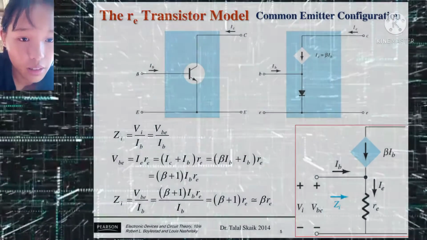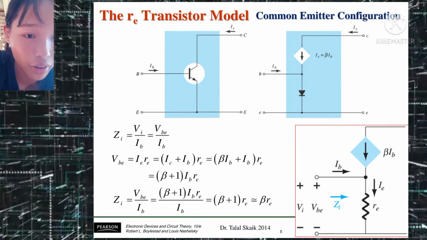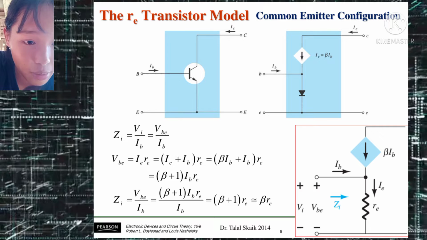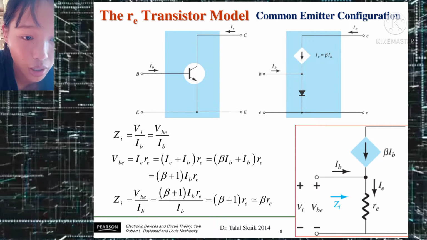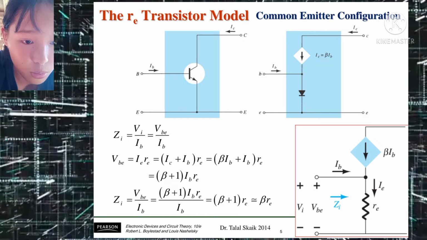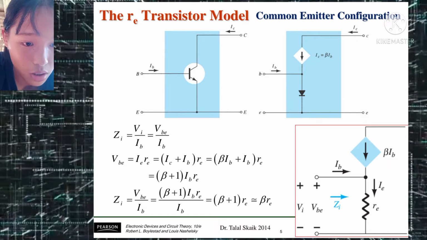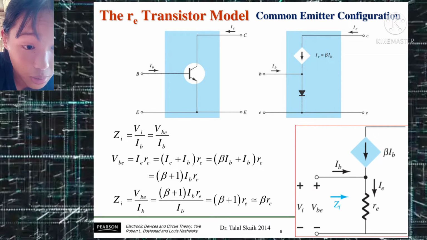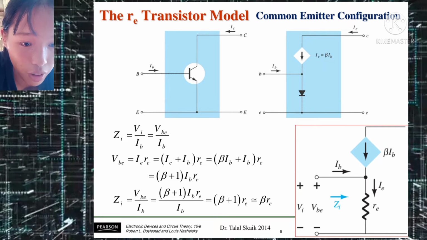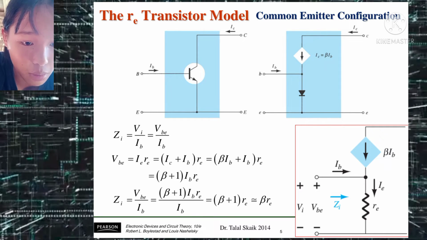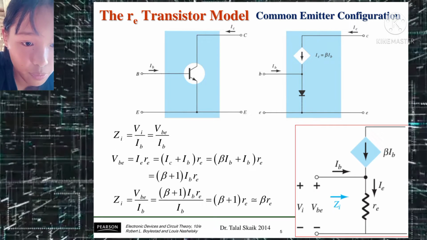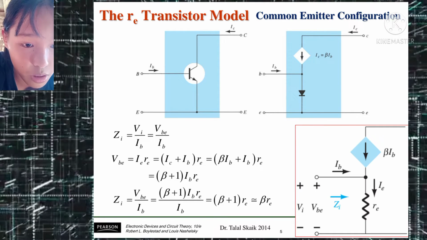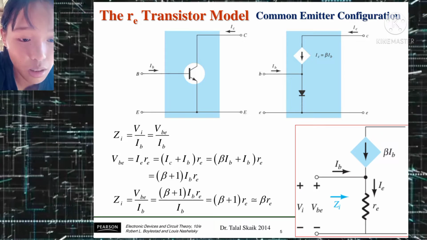Now moving on to the re transistor model for the common emitter configuration. Here we can see our equation for the input side: Zi will be equal to Vi over Ib, which will also be equal to Vbe over Ib. For solving Vbe, Vbe is equal to Ie times re. This is equal to (Ic plus Ib) times re, equals (beta times Ib plus Ib) times re. Simplifying, this is equal to (beta plus 1) times Ib times re. So our Zi now will be (beta plus 1) times Ib re over Ib. Cancel our Ib, so our Zi will be (beta plus 1) times re.